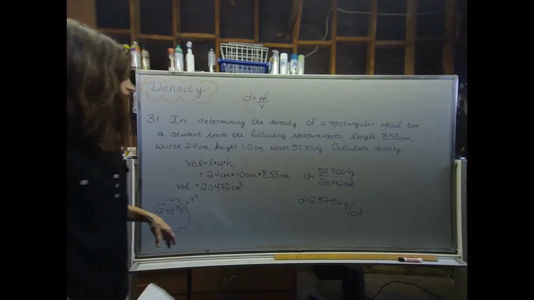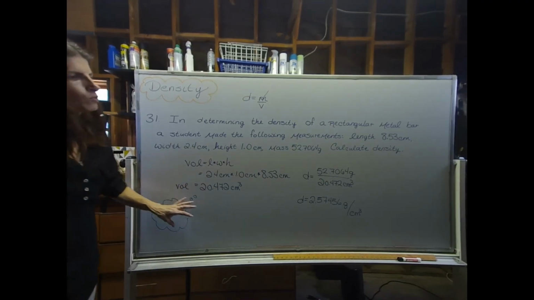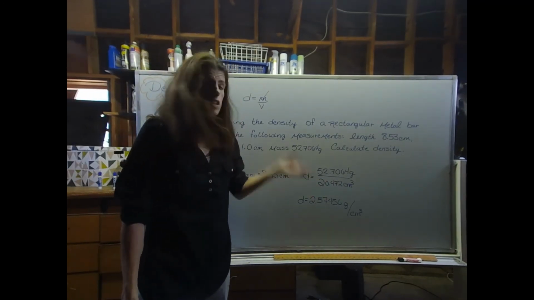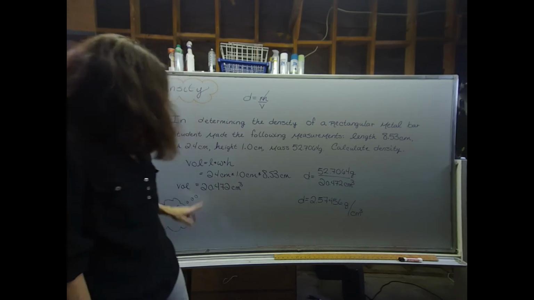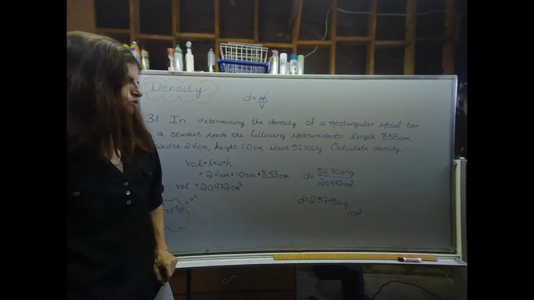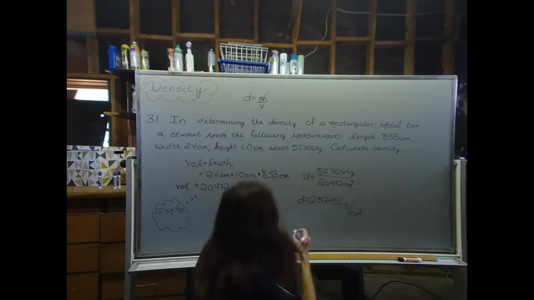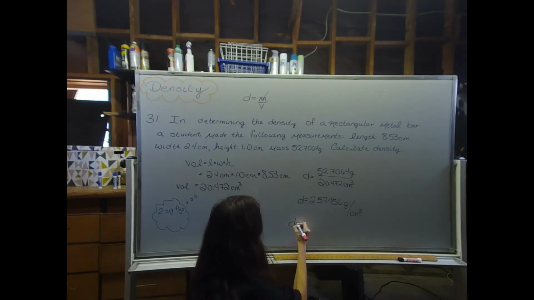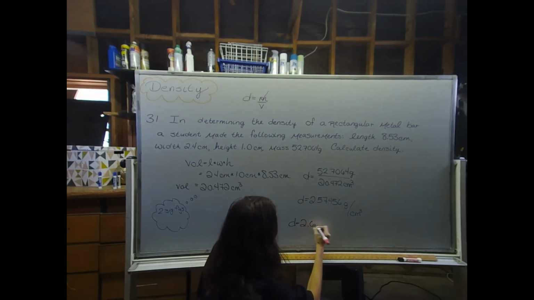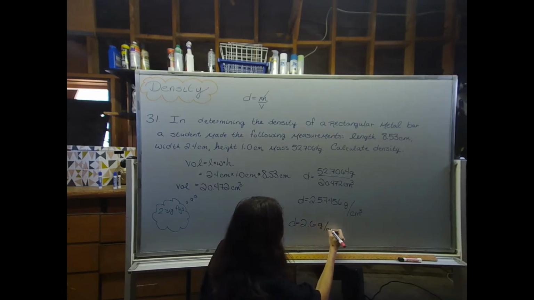And then I started looking at sig figs. This volume, even though I wrote it with all these digits, it only had 2 sig figs, right? Because the initial measurements only had 2 sig figs. So this final density is going to be reported as 2.6 grams per centimeter cubed.